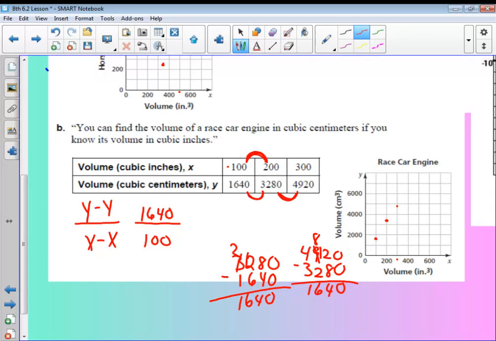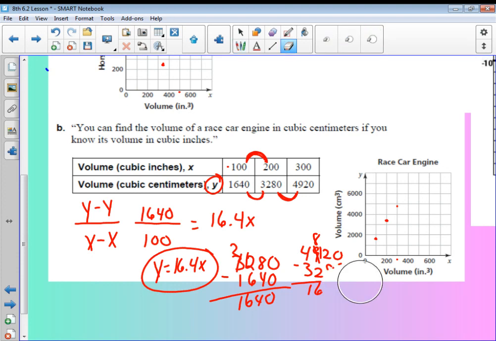So if I actually divided that out, I could divide 1,640 by 100, and that would give me 16.4. So we are changing 16.4. That would be our slope, so our equation would be Y equals 16.4 times X. So that's the equation.